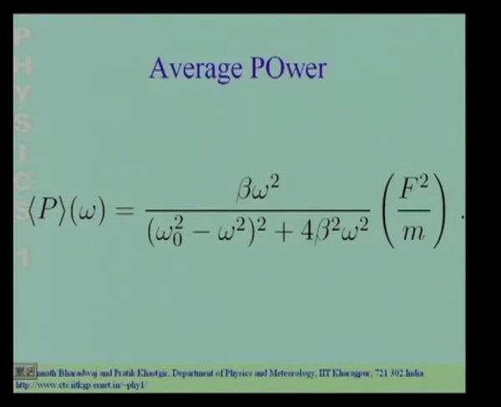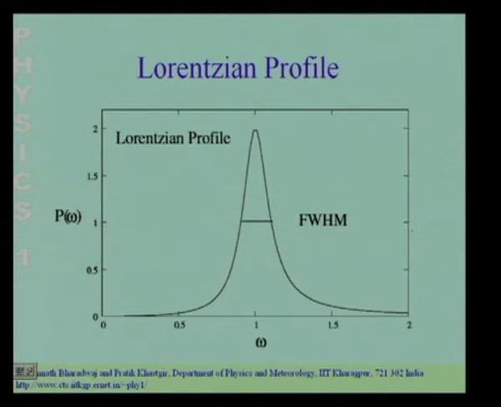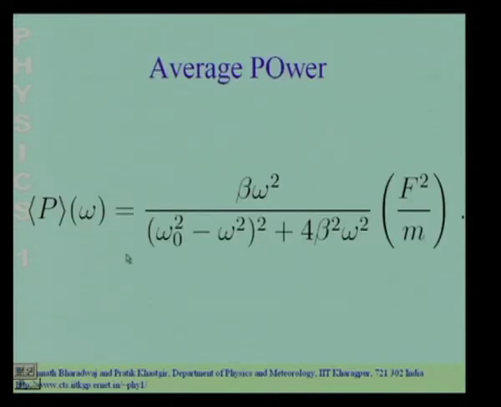This curve shows you the Lorentzian profile, which is the power that is transferred to the oscillator as a function of the angular frequency omega. So, let us determine the value of the angular frequency where you have the peak of the curve. To do this we have to differentiate the omega dependence of the average power and then set it equal to 0. So, let us do this calculation.